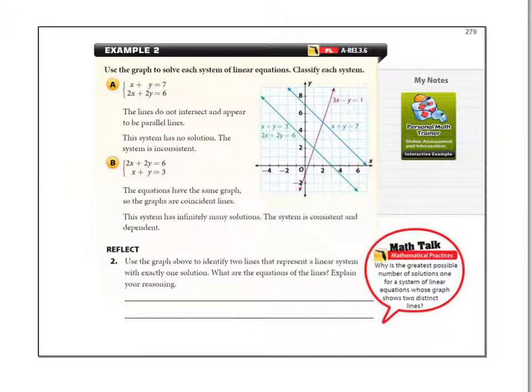So you're going to take a moment to use the graph above and identify two lines that represent a linear system with exactly one solution, and identify them by the equations of the line. So go ahead, take a moment and do that, and then we'll come back and check our answers.